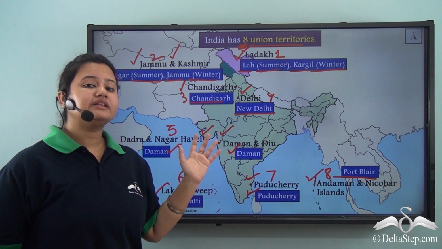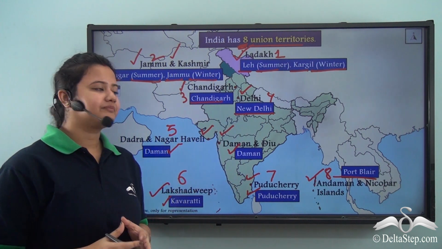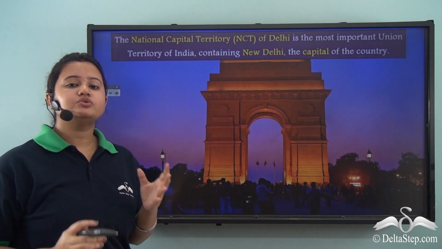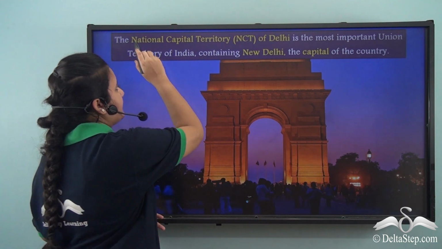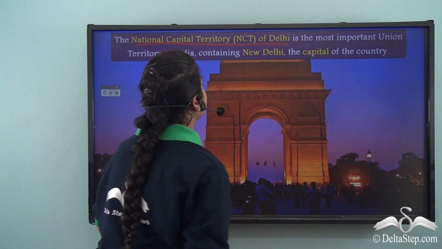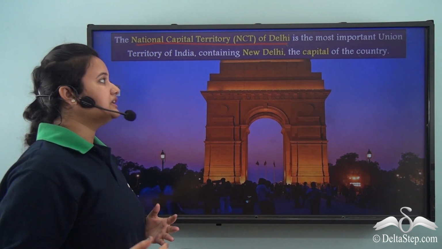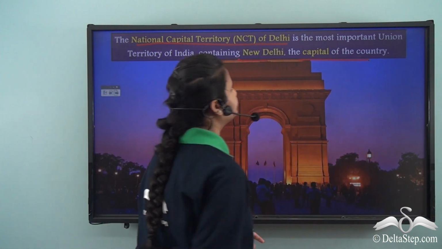Now, among all these union territories, can you name the most important one? Well, the most important union territory is Delhi, officially called the National Capital Territory of Delhi. It is the most important union territory because it contains New Delhi, which is the capital of the country.